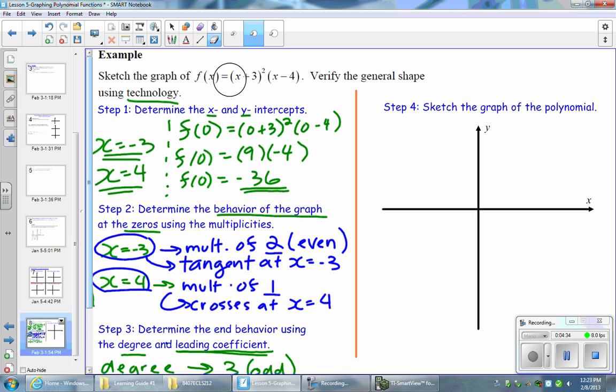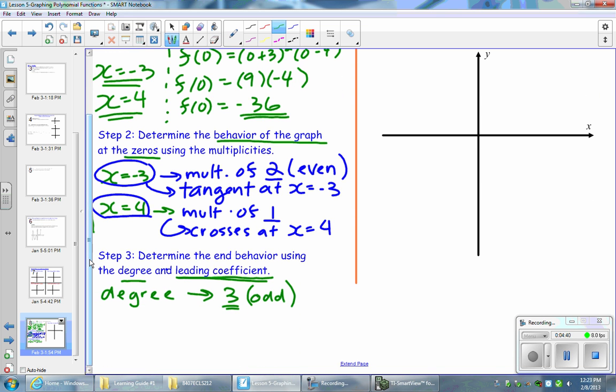Well, there is actually a number there, and that number is going to be a +1. So the whole key here is that the leading coefficient is positive. Okay, so we have two pieces of information here. The degree is odd, and the leading coefficient is positive. So what does that mean in terms of our end behavior?